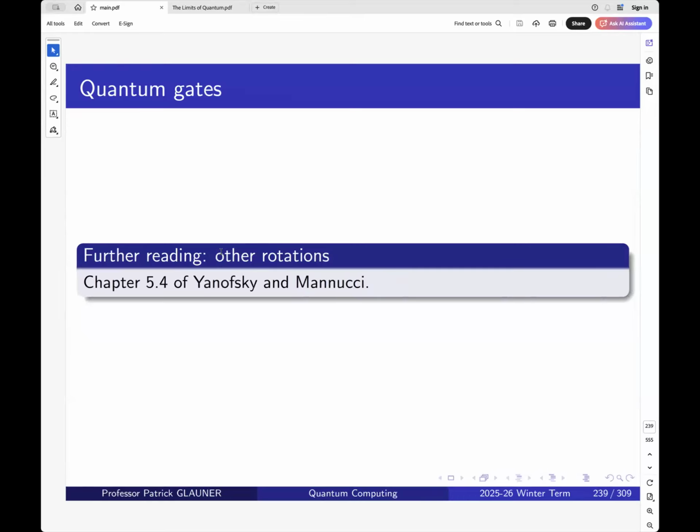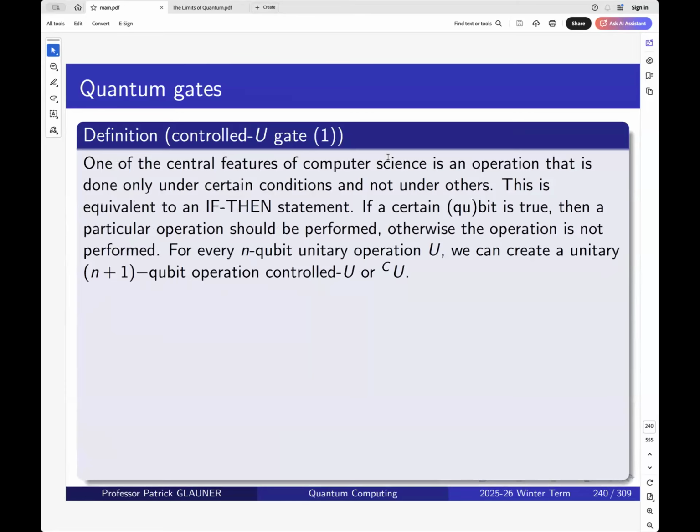There are lots of other rotations. They are covered in the Janowski and Mancuso book as well, in case you want to read this, go ahead. And there are other quantum gates. So, for example, in classic computer science, an if-then statement is one of the most fundamental operations. When you write an algorithm, it turns out there is an equivalent operation for this as well in quantum computing.